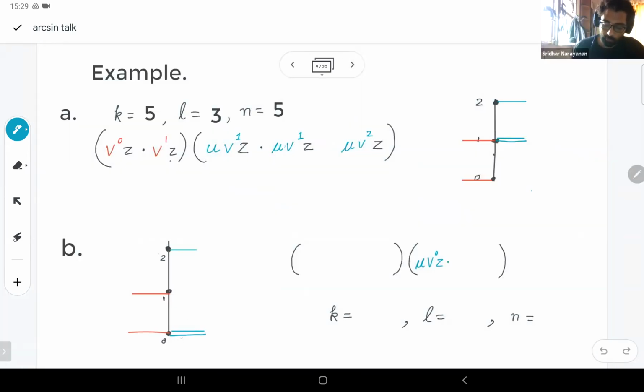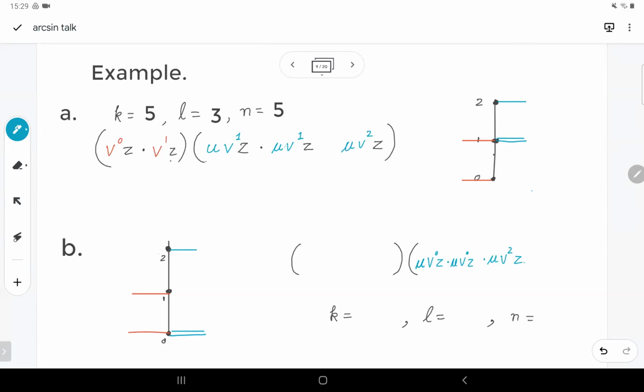So we have a u v raised to 0 z, and we take that twice because there are 2 lines on 0. And then the final one is a u v squared z. Every term contributes a z. The z is just there to keep track of the total number of terms, and the u is there to keep track of the total number of blue terms.